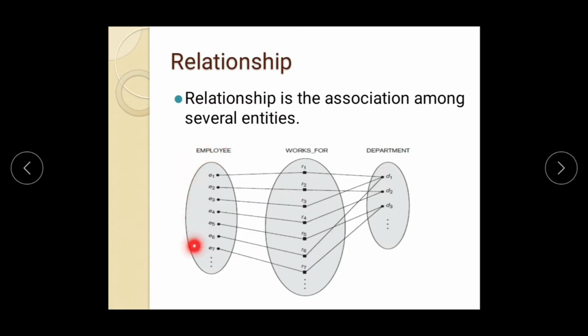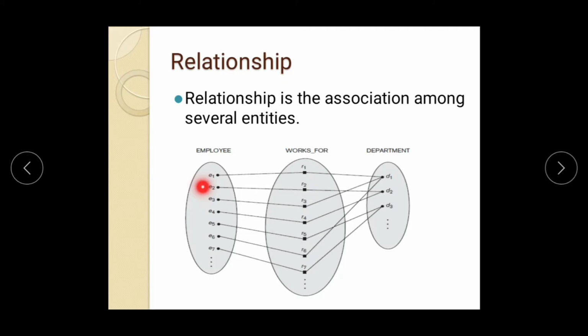Suppose this is an entity set. Employee is an entity type. Department is also an entity type. E1, E2, E3, E4, E5, E6, E7, etc. are the entities. In the department entity type, D1, D2, D3, etc. are the entities. So employee and department are the entity types, E1, E2, etc. are the entities, and here D1, D2, D3 are the entities.